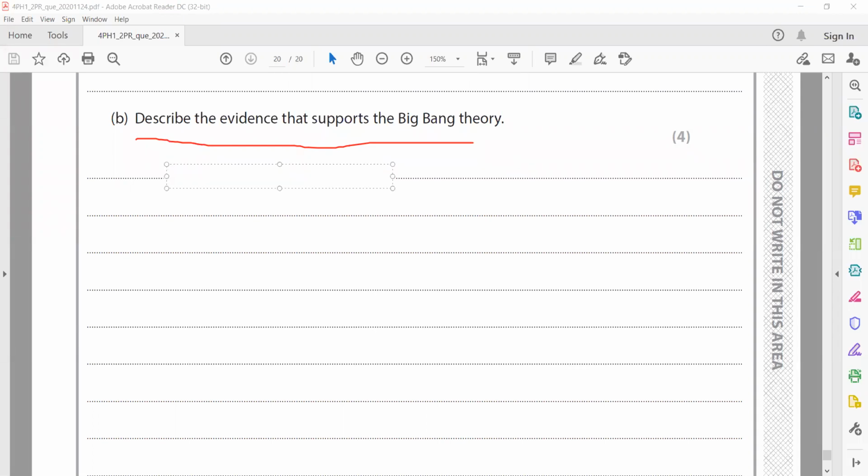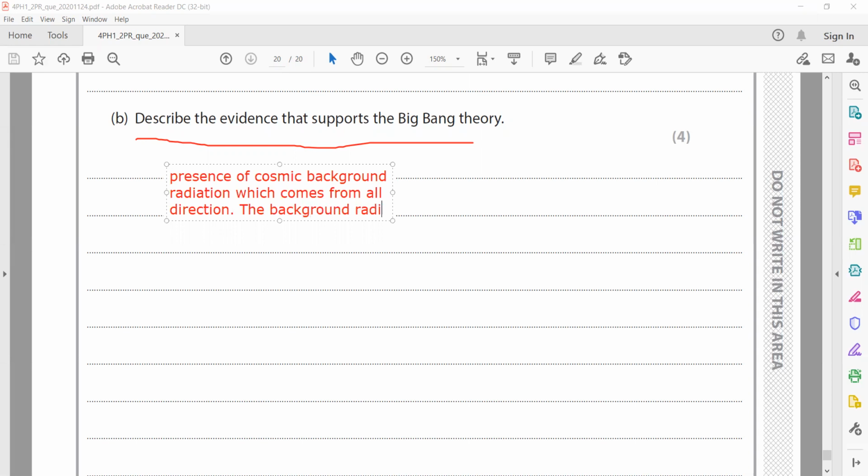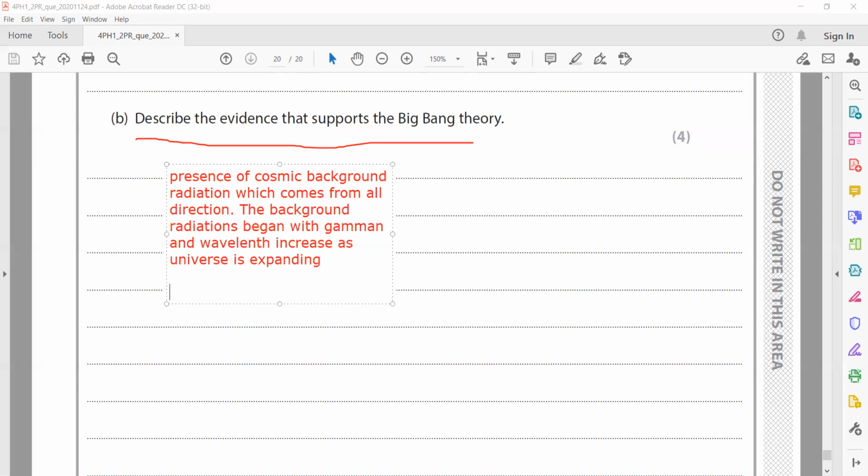So the presence of the cosmic background radiation, which comes from all directions, began with gamma, and the wavelength increased as the universe is expanding. Then another thing, the Doppler shift.